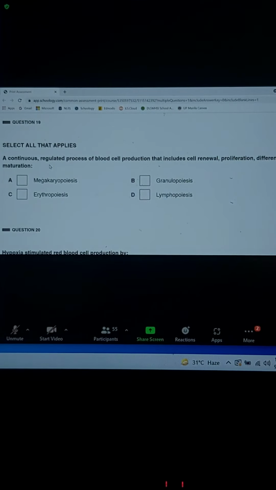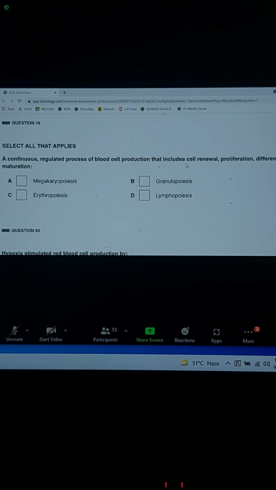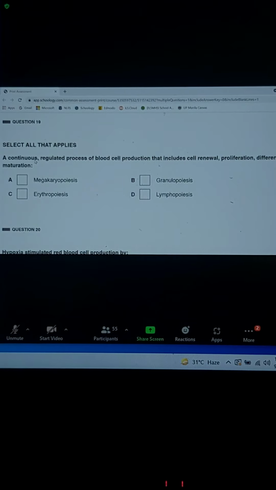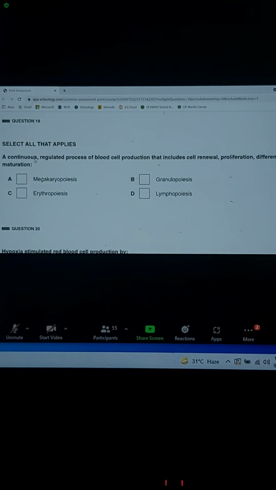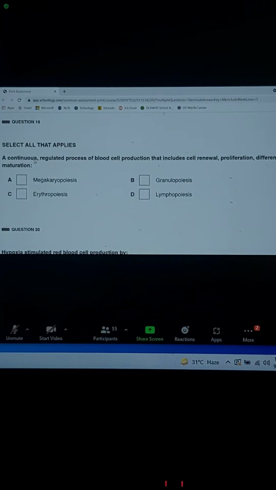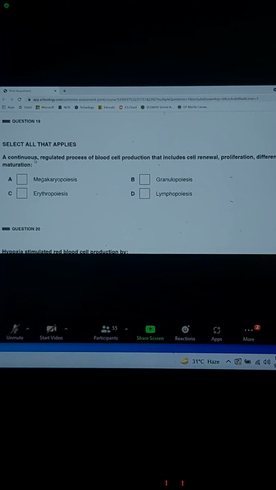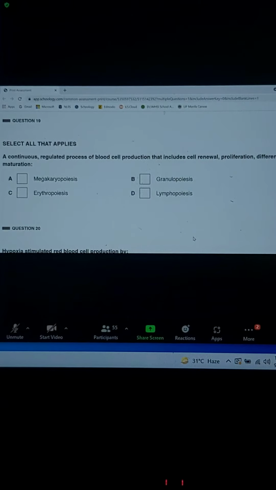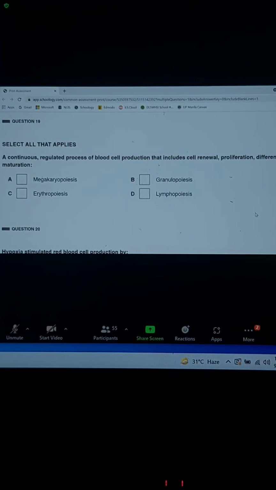Question number 19. So, it's a continuous regulated process of blood cell production that includes cell renewal, proliferation, differentiation, and maturation. What's the correct answer? A, B, C, or D? Lahat po. Lahat yan, okay? Kasi lahat yan ay under ng hematopoiesis. Di ba? Megakaryopoiesis is production of platelets. Granulopoiesis, your granulocytes. Erythropoiesis, your red blood cells. And lymphopoiesis, your lymphocytes.